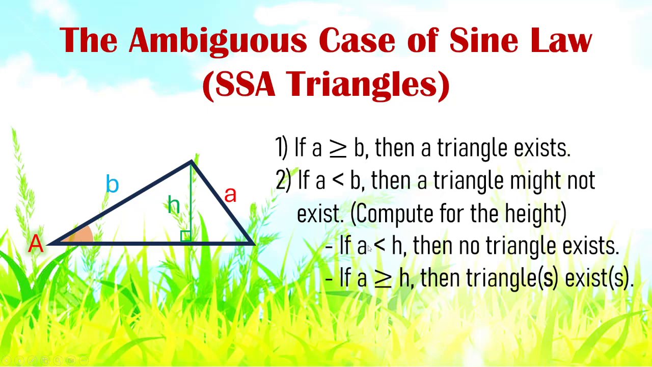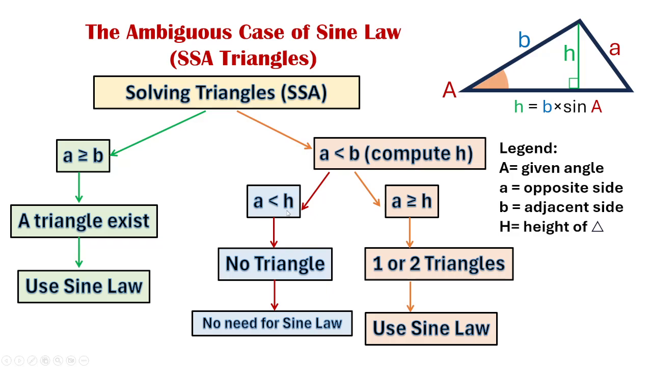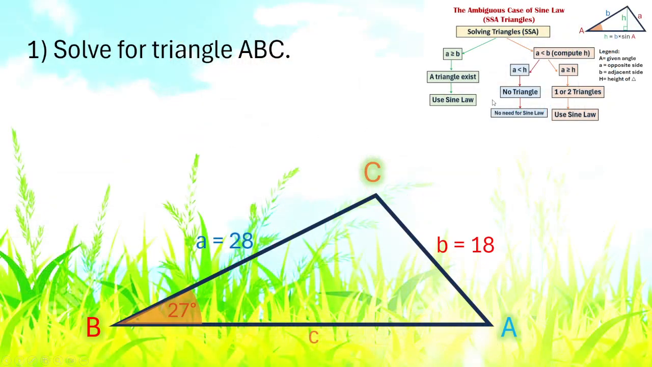Now, if it happens the other way around, the opposite is greater than or equal to the height, automatically there are one or two triangles. So how do you know if it's one or two? Simple. If it is equal to the height, that's one triangle. But if it is greater than the height, we have two triangles, period. It's very simple. It just needs more practice. So this is a diagram that might help you, to guide us in our solution.